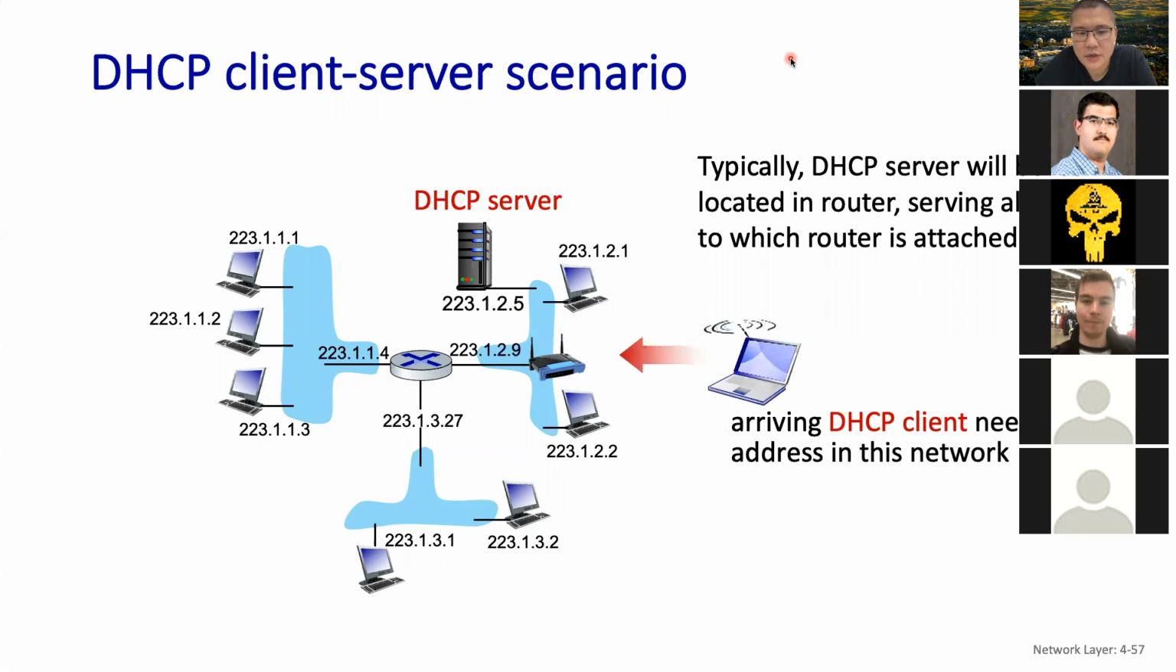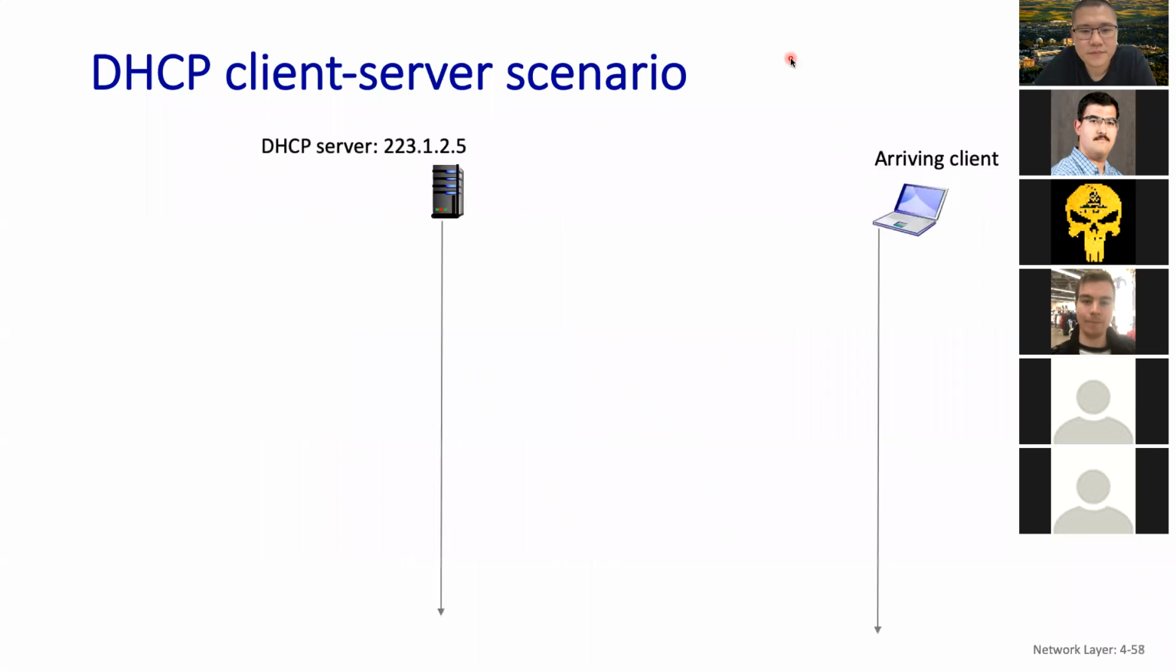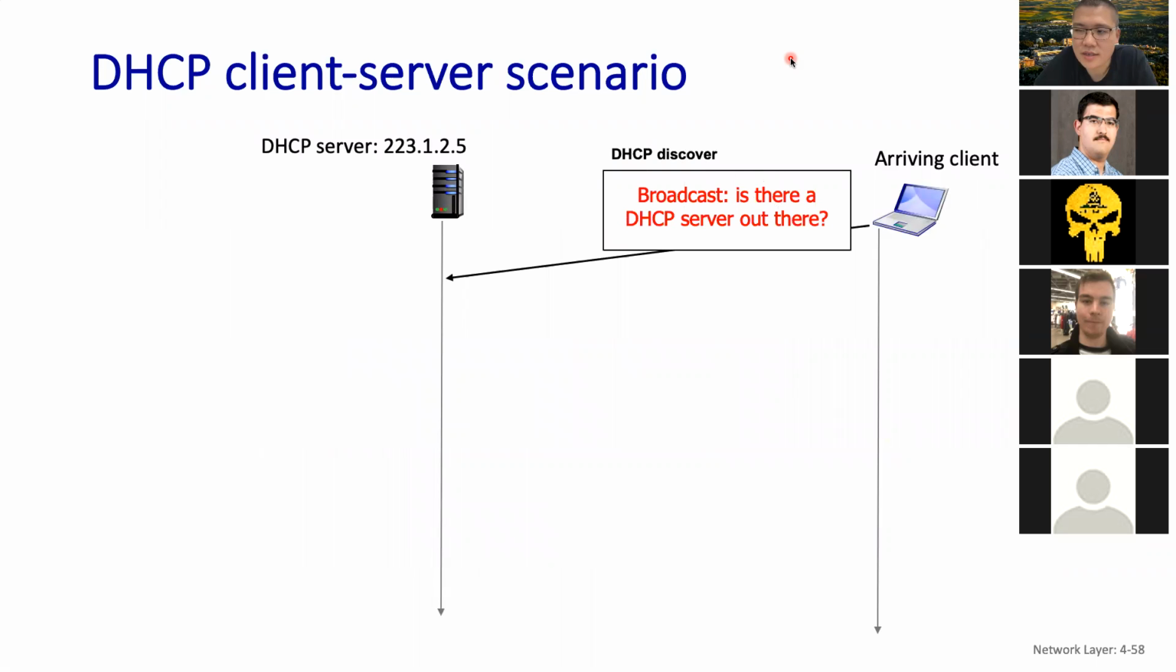And if there is a new DHCP client, just a new host joining the network or arriving, you try to connect to the Wi-Fi, and the router identifies that. What will happen? The arriving client will first, as we mentioned in the last slide, need to broadcast: is there any DHCP server out there? Can I get a dynamically allocated IP address? I'm fine to join the network. Is there any DHCP server? I can get a new IP address.